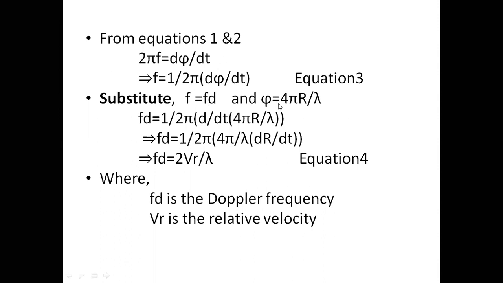So if phi is 4πr/λ, then f is equal to fd. Substitute f is equal to fd. f ప్లేస్ లో fd సబ్స్టిట్యూట్ చేస్తే, phi ప్లేస్ లో 4πr/λ సబ్స్టిట్యూట్ చేస్తే fd is equal to 1/2π. 4π/λ కాన్స్టెంట్, dr/dt అవుతుంది. సింప్లిఫై చేస్తే 2/λ వస్తుంది. And dr/dt, change in distance by change in time, represents relative velocity. Distance by time, that is velocity. So vr, totally fd value is 2vr/λ. fd అంటే Doppler frequency, vr అంటే relative velocity. So this is one formula for fd.